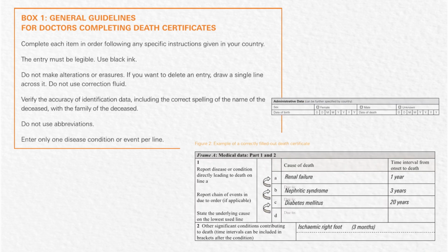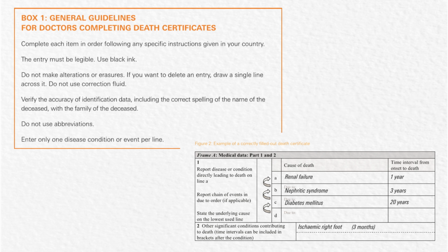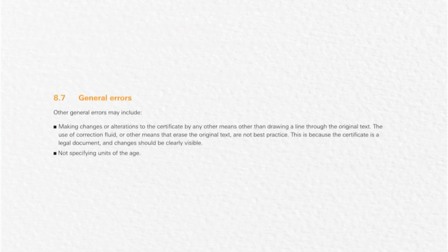Verify the accuracy of identification data, including the correct spelling of the name of the deceased, with the family of the deceased. Do not use abbreviations. Enter only one disease condition or event per line. A doctor has to avoid some errors, like making changes or alterations to the certificate by any means other than drawing a line through the original text. The use of correction fluid or other means that erase the original text is not best practice. This is because the certificate is a legal document and changes should be clearly visible. And a doctor should avoid not specifying the units of age.